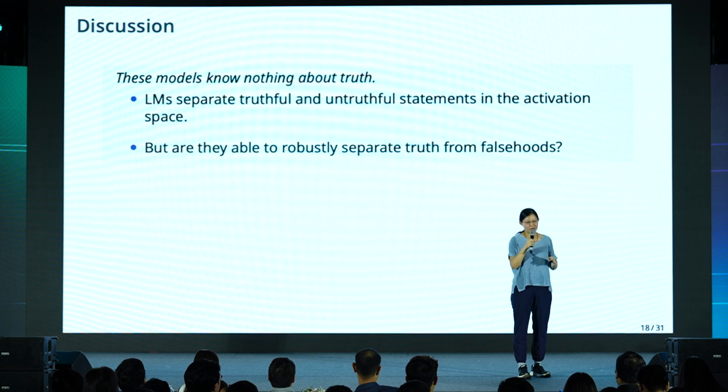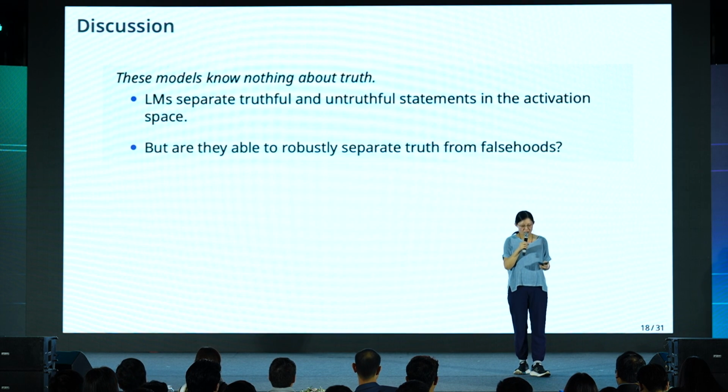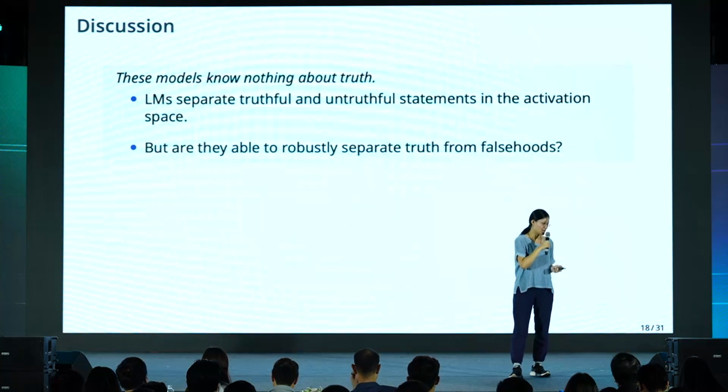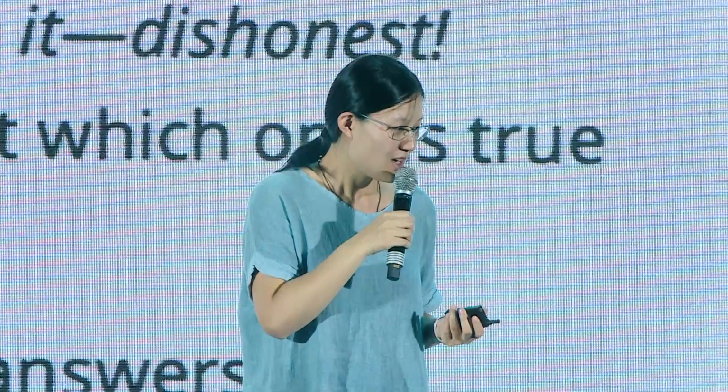So we mentioned that there are commonalities among true statements, but we didn't really talk about what features the model is using to cluster truth from falsehoods, because there could be spurious features the model is using. So this would require further investigation.